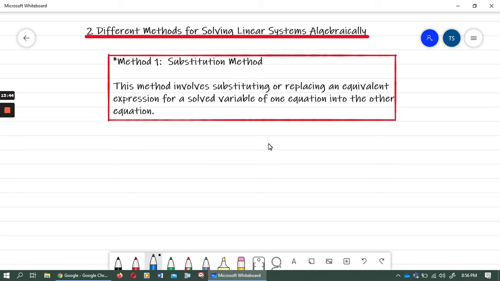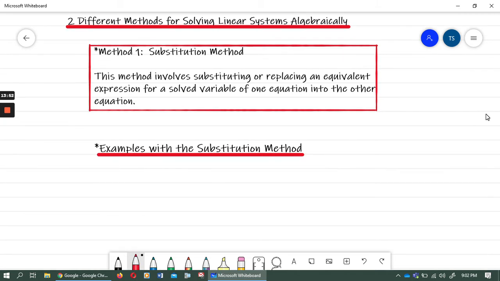Okay, we're about to show you a few examples of how to use the substitution method, and then you will see exactly what we mean by that. All right, so again, guys, we're going to look at maybe 2 or 3 examples with solving systems of equations using the substitution method. And so let's go ahead and start here with this first one. Example 1.